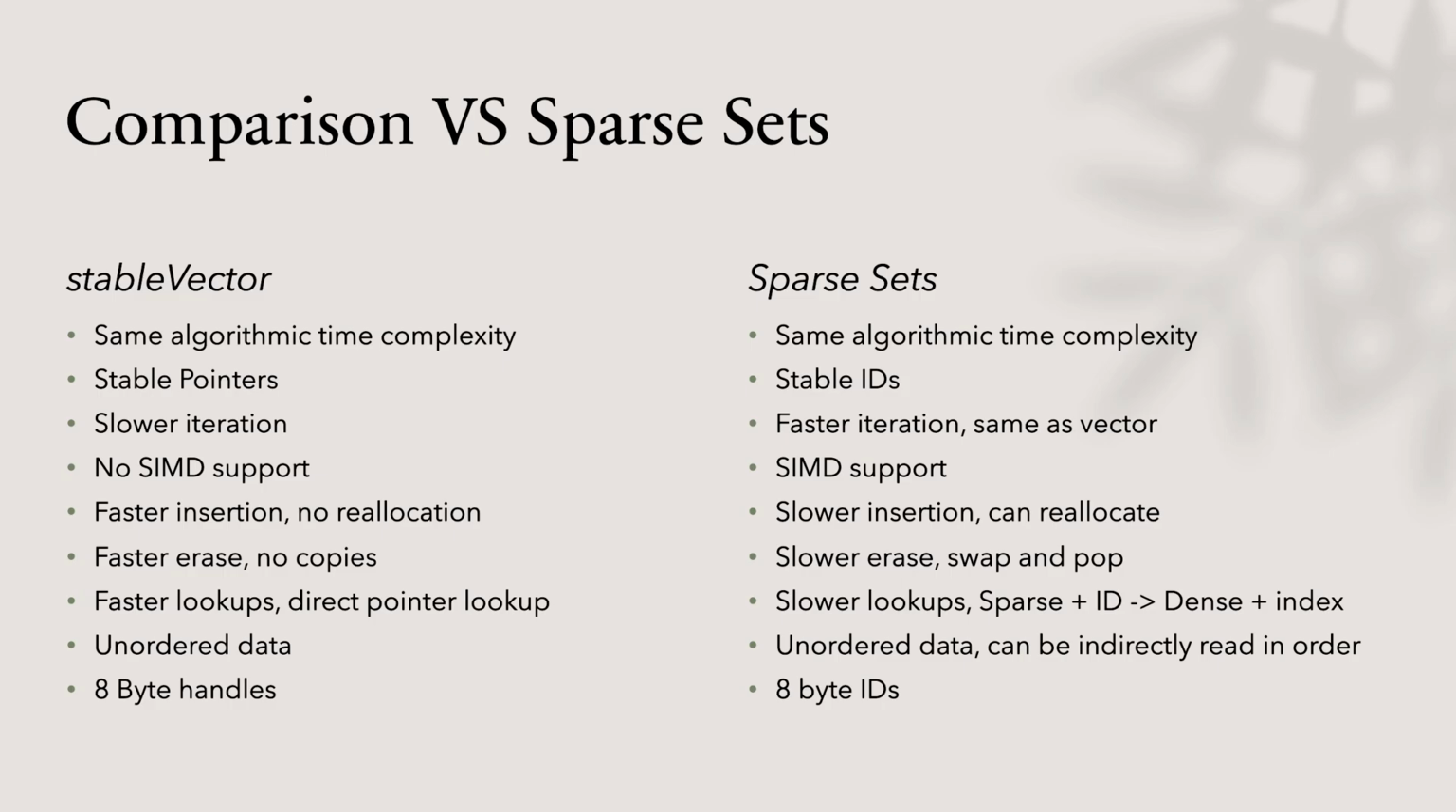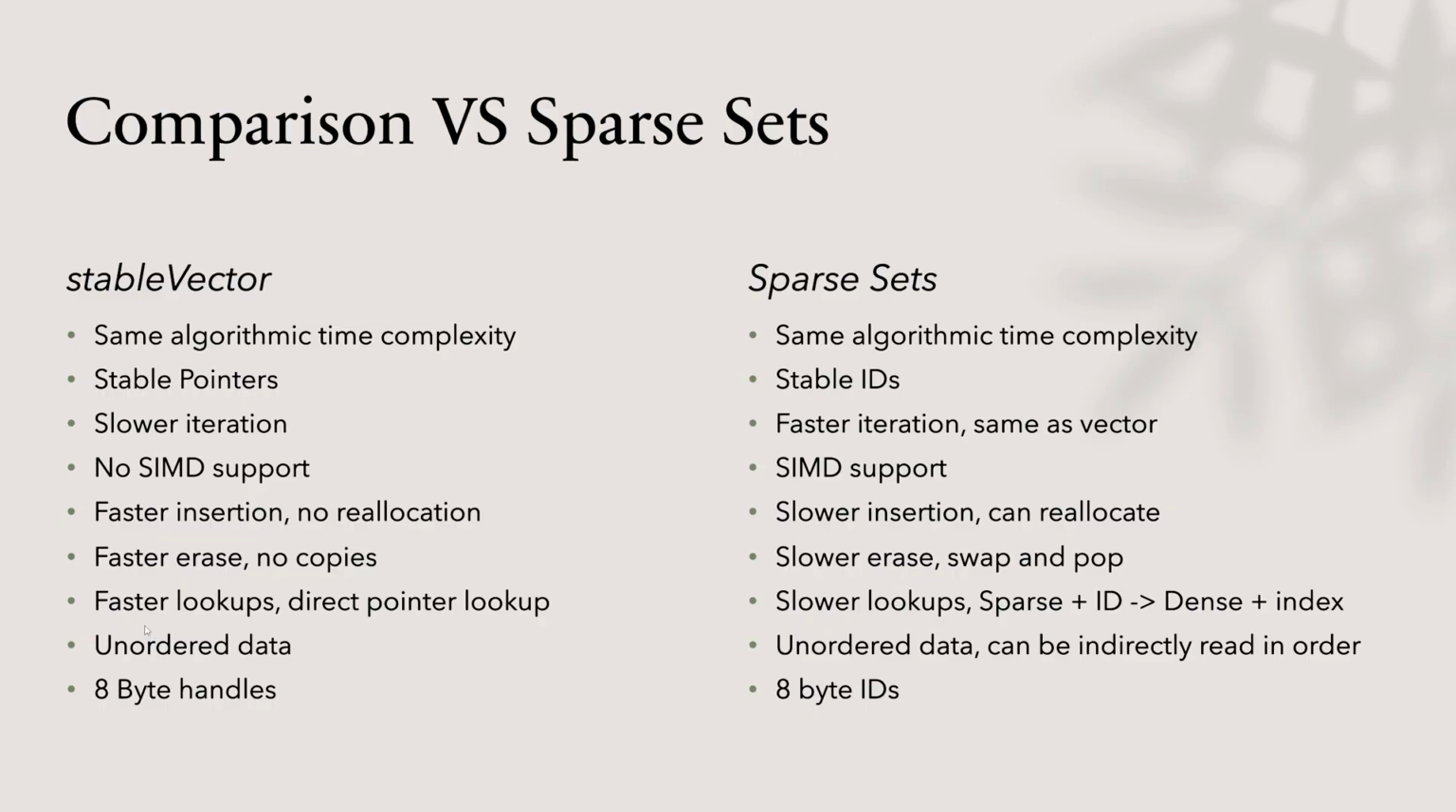On a sparse set, if you erase in the center of the sparse set, you basically take out that element into a temporary. Now you take the last element and put it into that erased slot, and then you delete that element. So you have to swap and pop in order to keep the array compact.